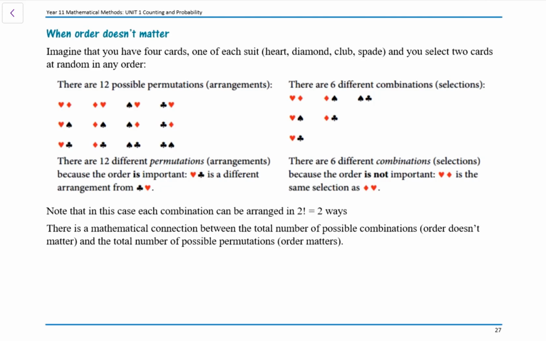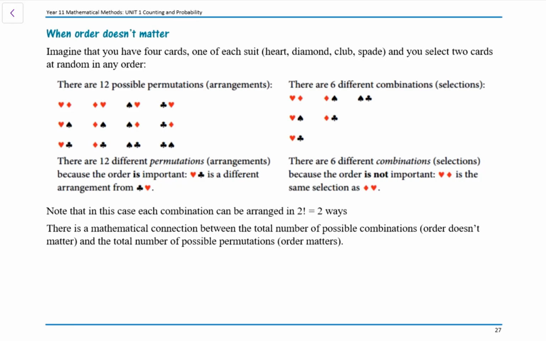So imagine that you have 4 cards, one of each suit, heart, diamond, club, spade, and you select 2 cards in a random order. Now there are 12 possible permutations or arrangements. We could get a heart diamond, a heart spade, a heart club, or we could get a diamond heart, diamond spade, diamond club, etc. So you can see that order matters here. Whether we get a heart first and a diamond second is different to whether we get a diamond first and a heart second.